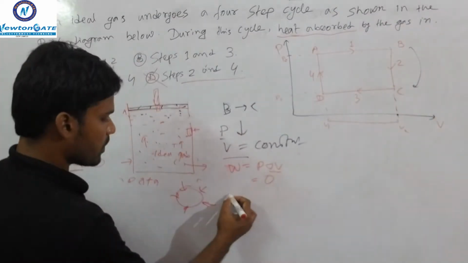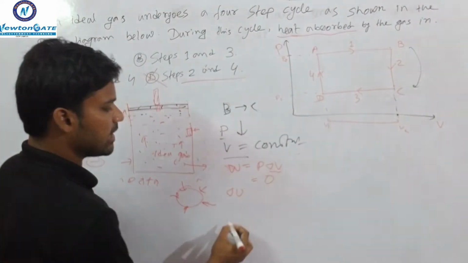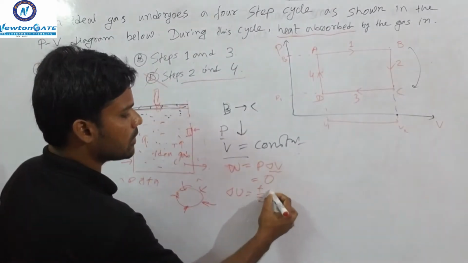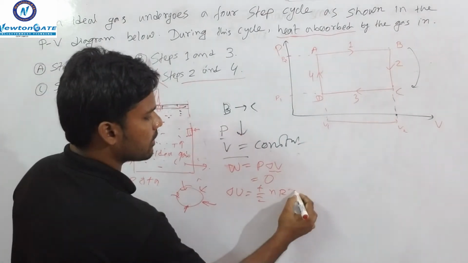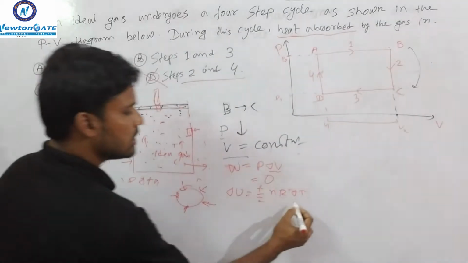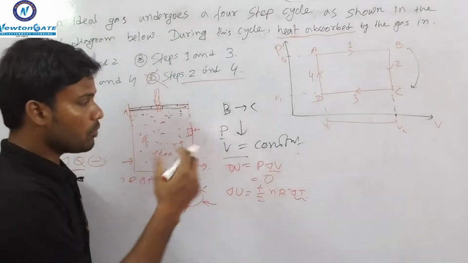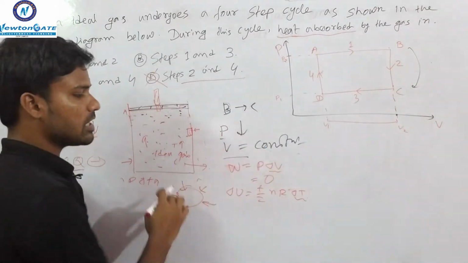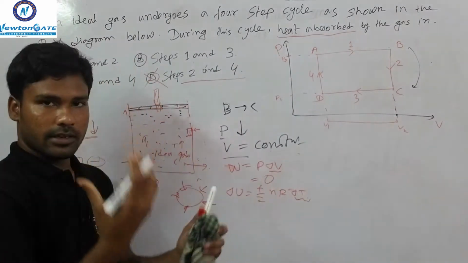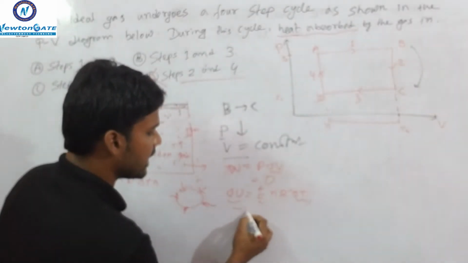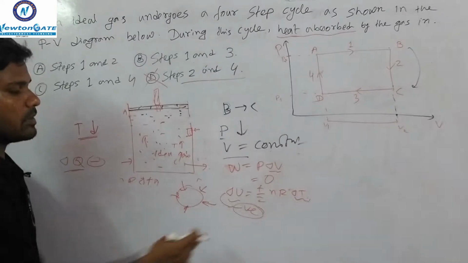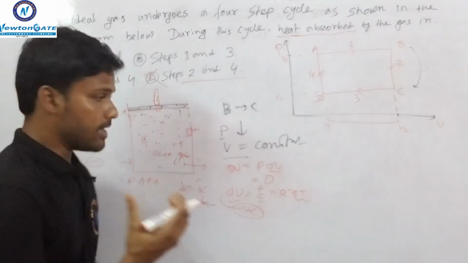Now del U, that is the internal energy. That is F by 2, degrees of freedom by 2, nR del T. Right? So this del T is negative, because pressure decreases and volume is constant. So the temperature should be negative. That means del U should be negative. That means the internal energy of the gas should decrease.